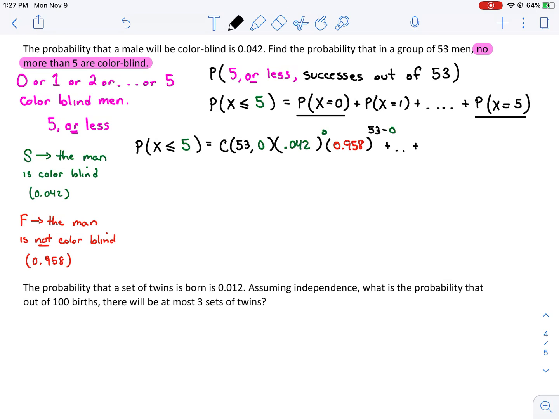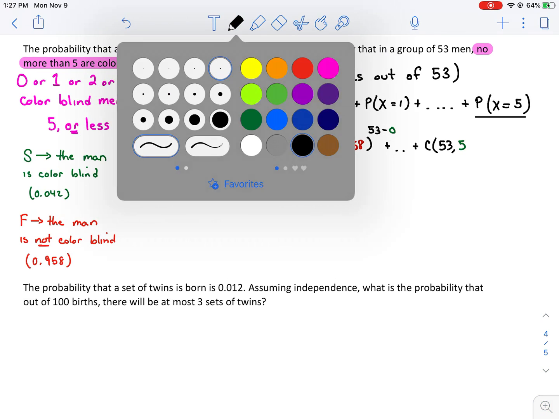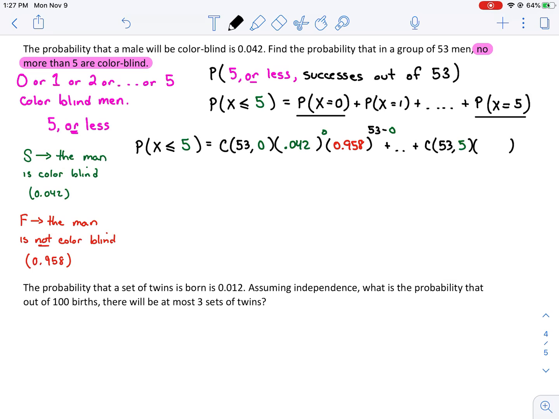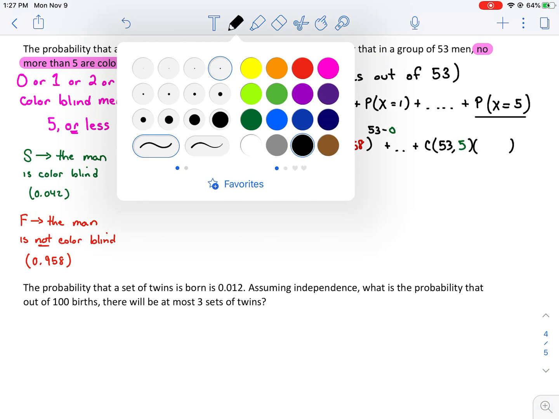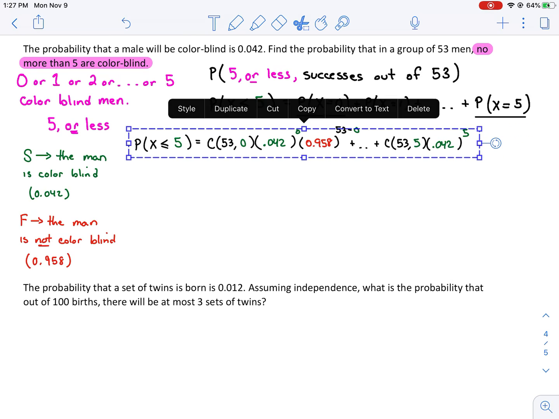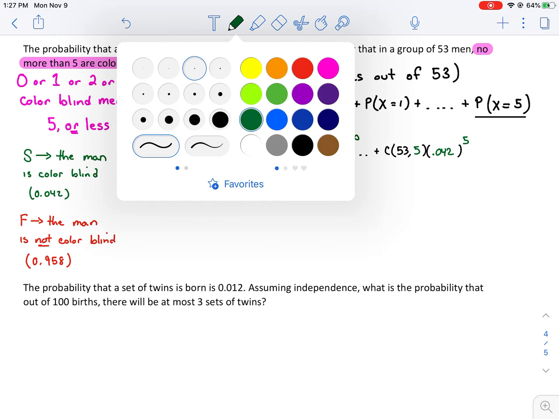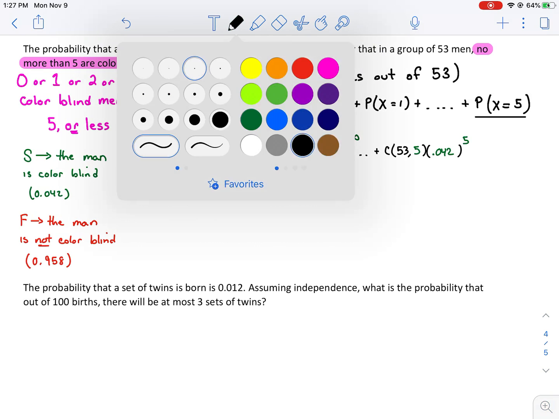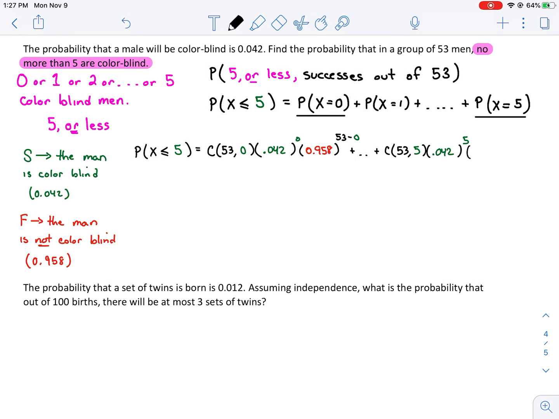And if I write out the expression for the last probability, that is going to be 53 choose 5 times the probability of success raised to the 5th power, and I'm going to go ahead and create some room here. Times the probability of failure raised to the 53 minus 5 power.